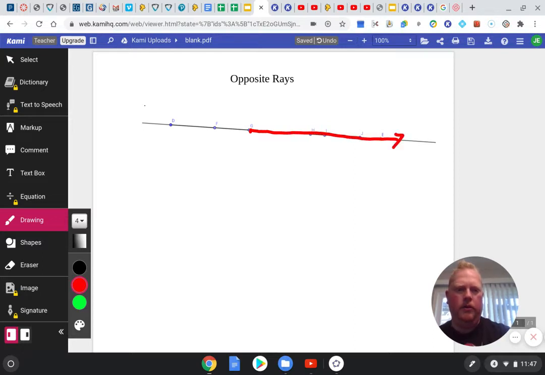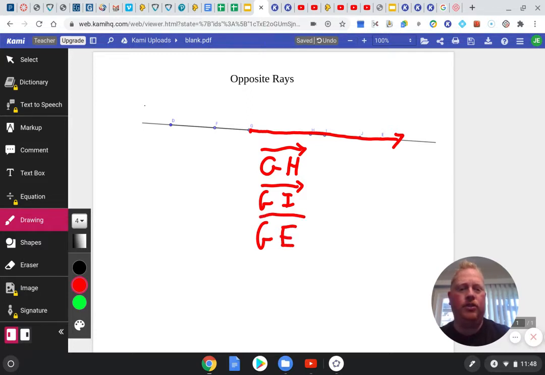Going one way. Now I can call this ray GH, ray GI, ray GE, GJ. It doesn't really matter, as long as you always start with the endpoint, which in this case is G, and then you pick one of the letters that's on that side of the ray.